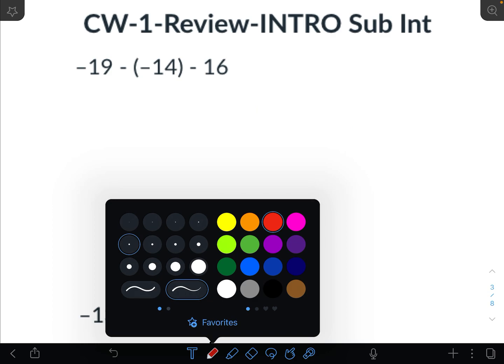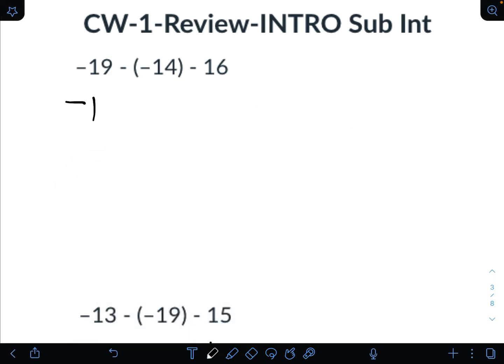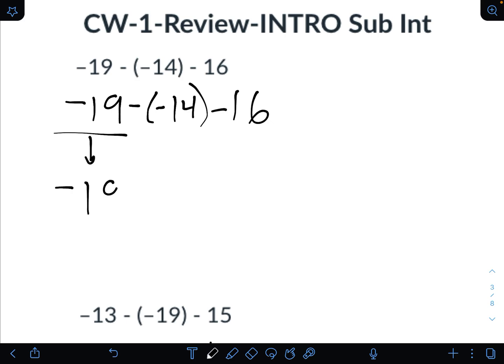So the first thing you should do whenever you get one of these problems is to rewrite it. What that does is allow you to think as you're writing. You get ownership of the problem and you can feel like you could do more with it. Now, the next thing you should do is rewrite everything as addition. Here's what I mean. Negative 19 doesn't change. Stays negative 19.